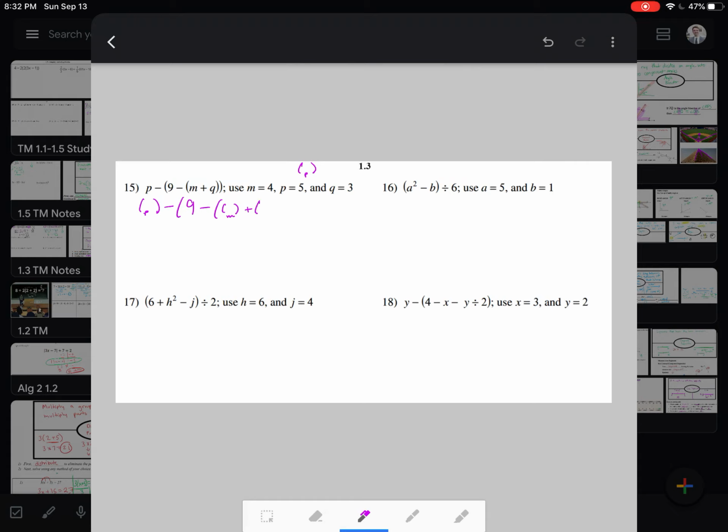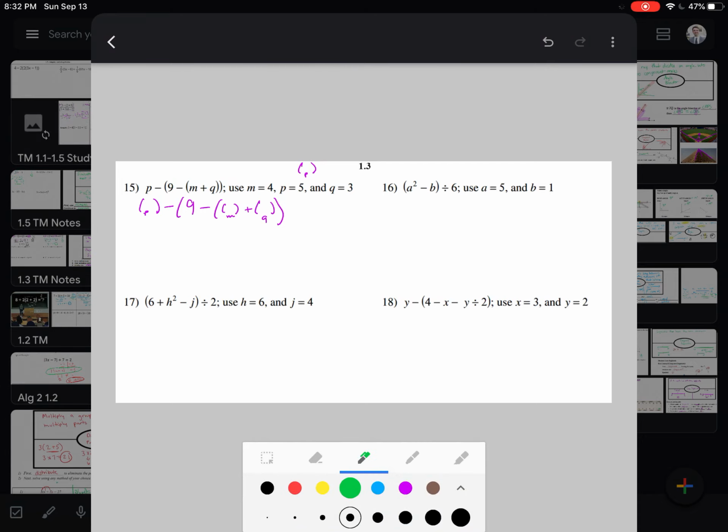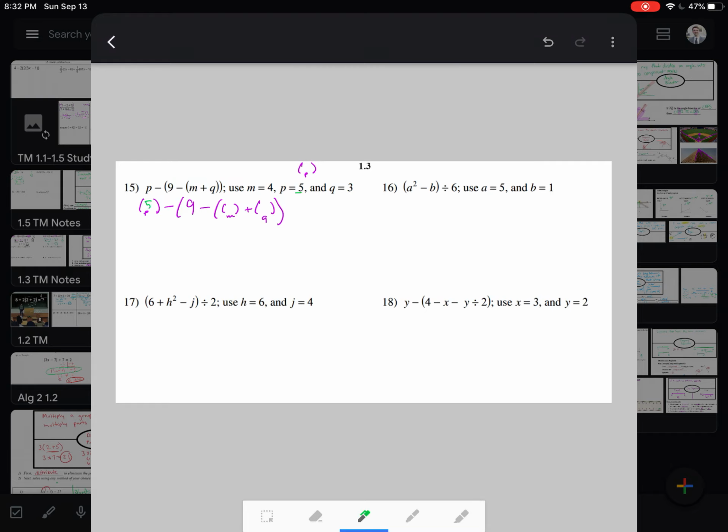M plus Q. Again, exact rewrite from above. The only difference is that I am taking away the variables, putting in parentheses. So P, matching that up, 5. M, matching that up is 4. And finally, Q, matching that up is 3.